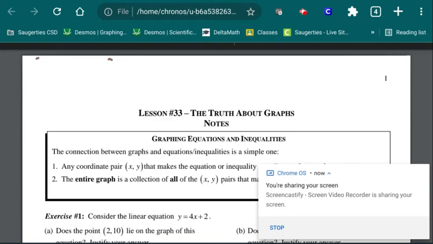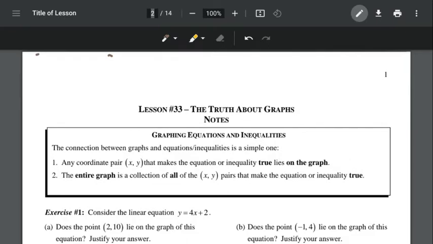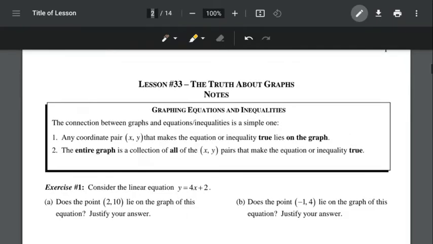Hi guys, today we're working on lesson 33. We're talking about true false. So the title is called Truth About Graphs.